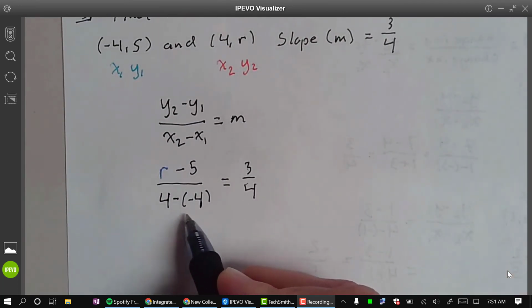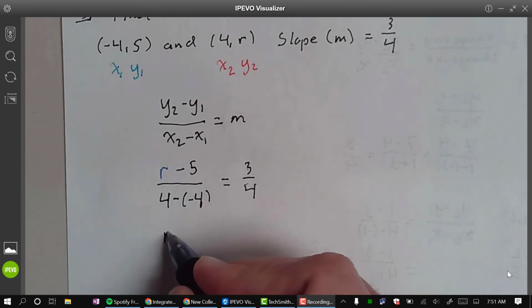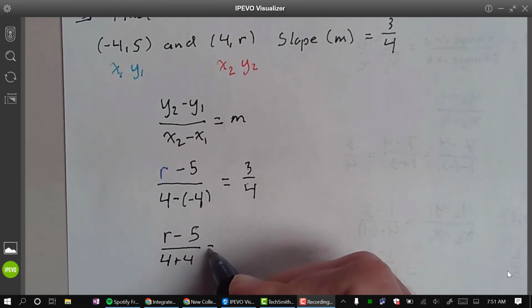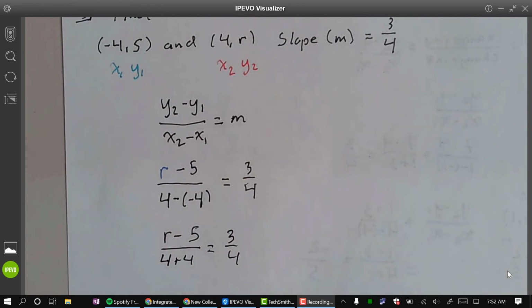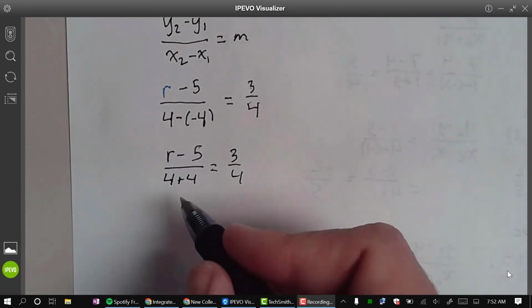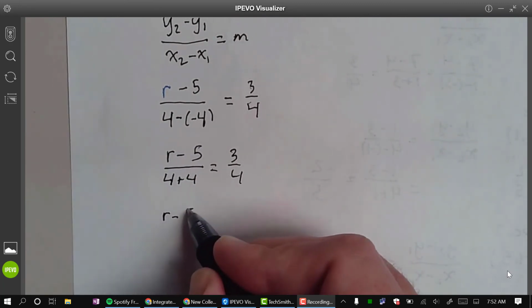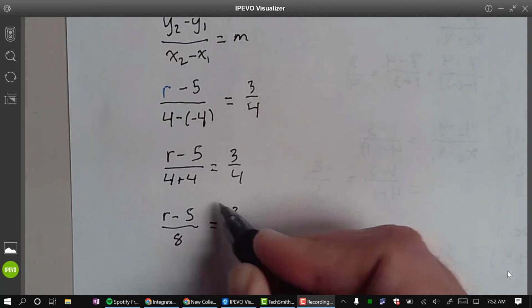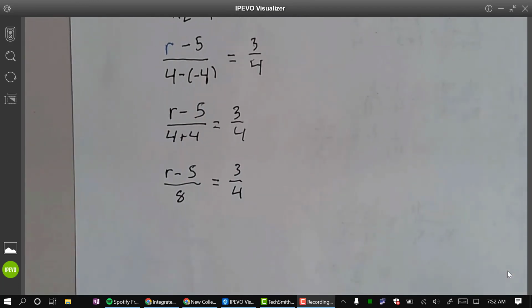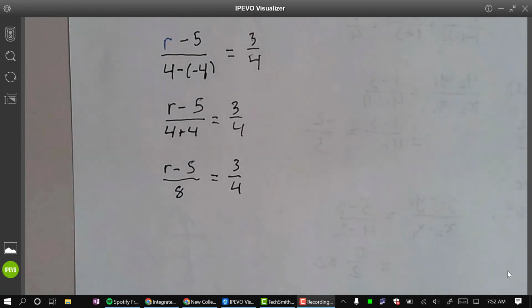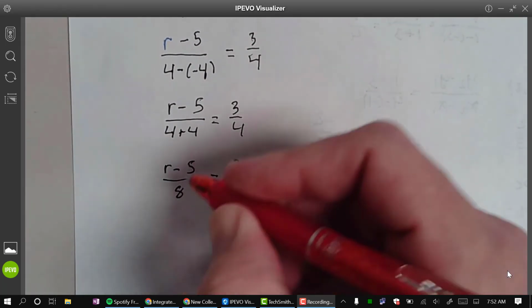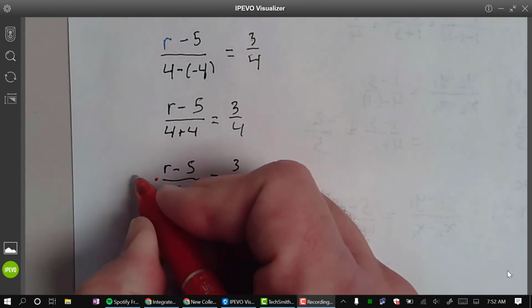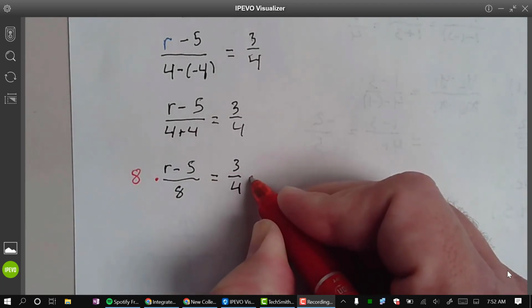When I have the two negatives right there, that turns into an addition problem. So r minus 5 over 4 plus 4 equals 3/4. Let's add these two together. So that gives me r minus 5 over 8 equals 3/4. Now we have a two-step equation that we've solved before in the past. So to solve this, I want to undo the division. So I'm going to multiply by the number that's dividing, and the number that's dividing is 8. So I'm going to multiply both sides by 8.